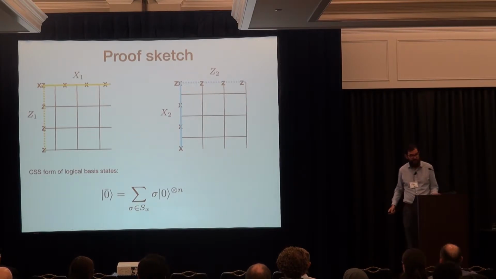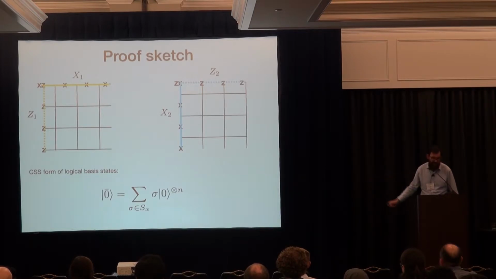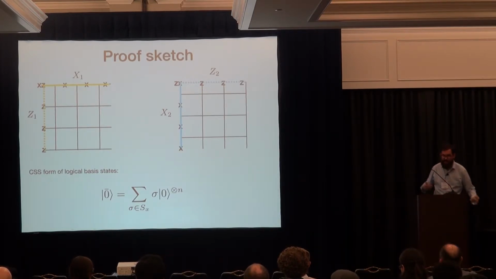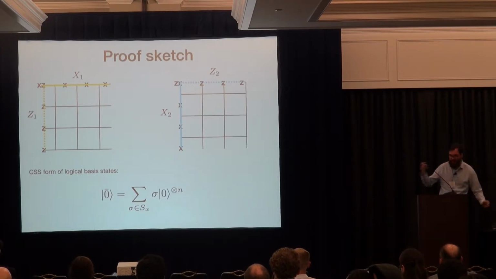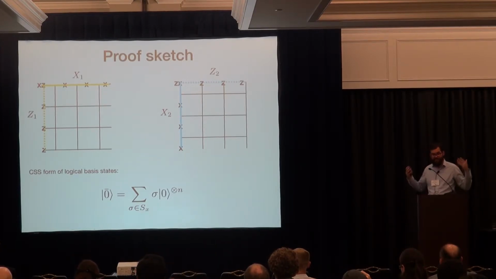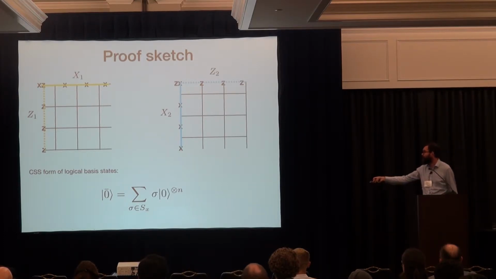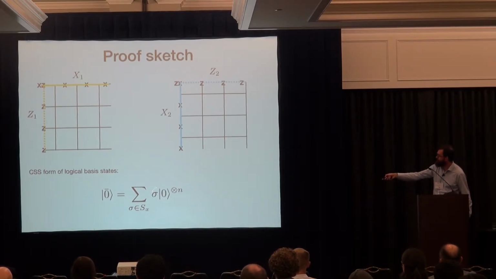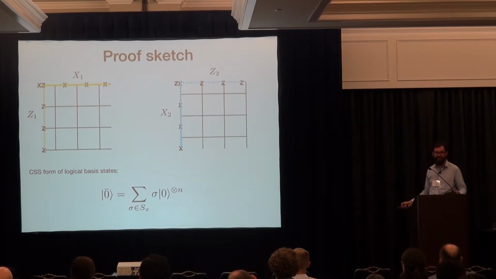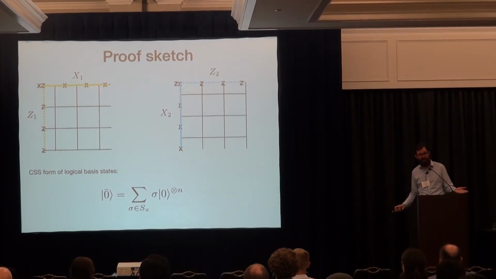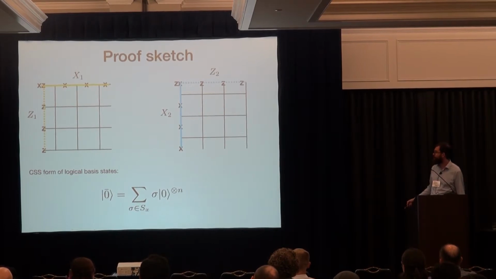So in the CSS code construction, we take the linear code that defines the X part of our stabilizer group, and our logical basis states are formed as cosets of that linear code. In particular, our logical zero state is just a superposition of terms corresponding to each element of that X code. And we can write it like this. We can start with a tensor product of zeros, and we can apply every element of the X stabilizer for our code, and this gives us the logical zero.